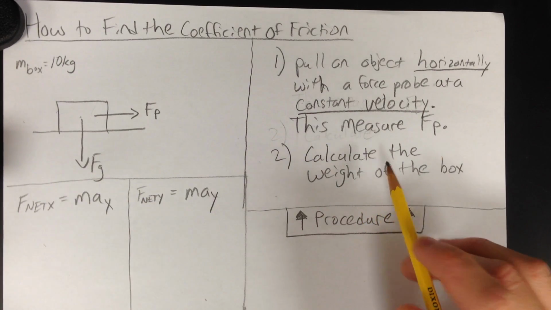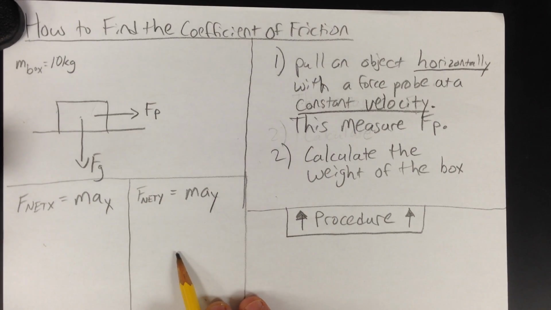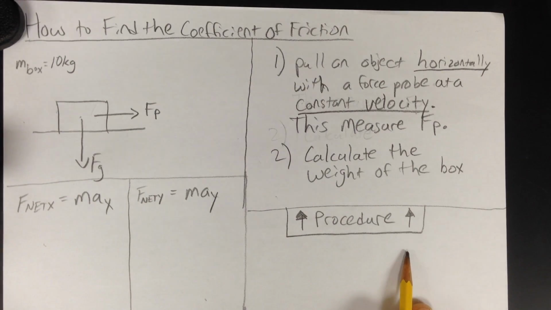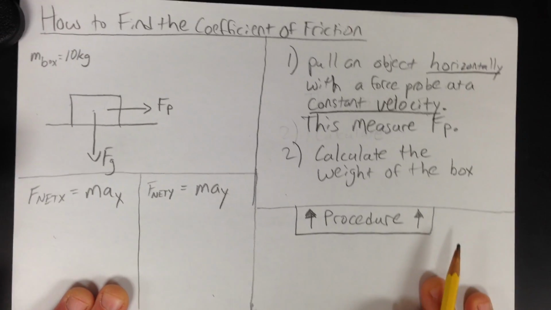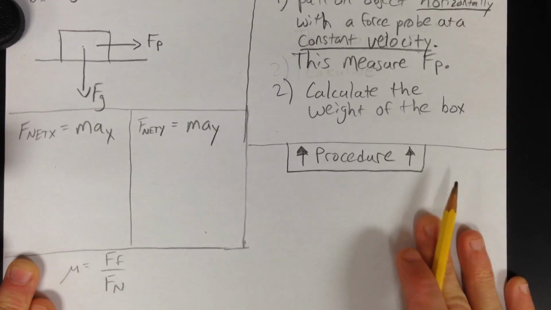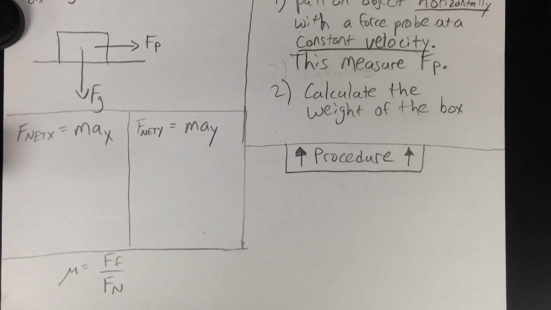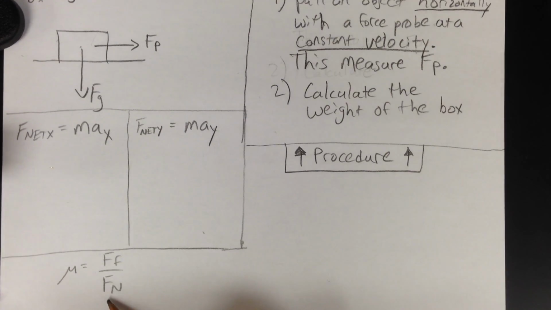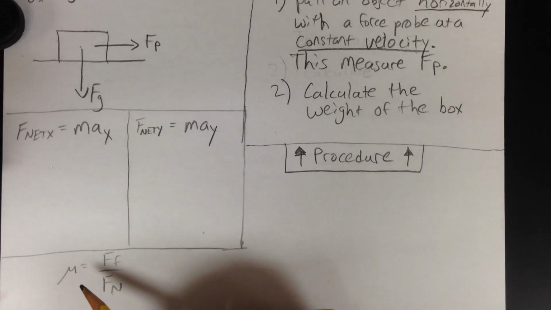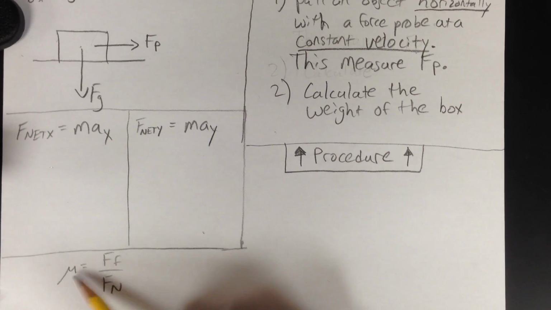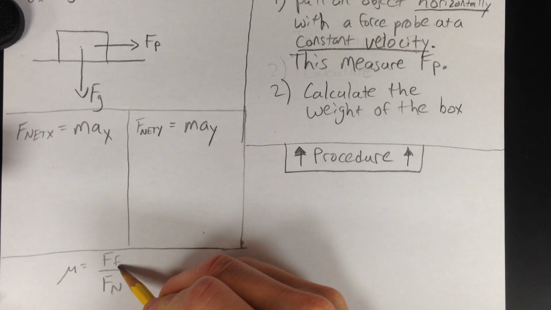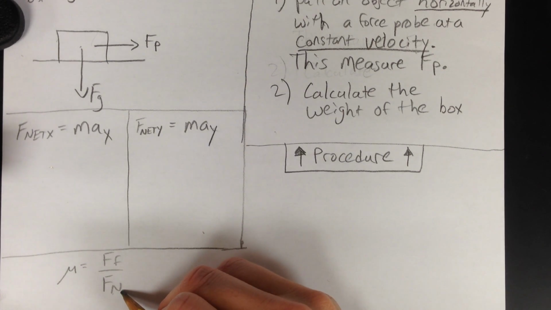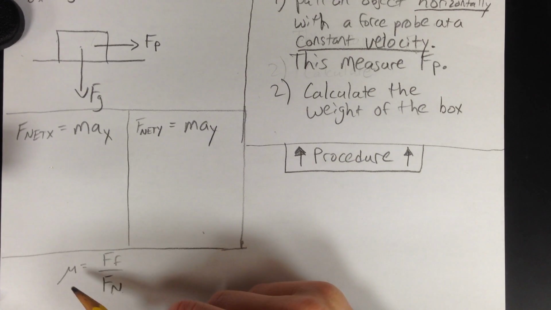We're going to eventually use Newton's second law, and they have a procedure over here on what to do as far as physically moving stuff. The first thing we want to start with is the equation in the bottom left corner. That's how you calculate mu. That'll be the last thing you use in calculating mu. To calculate it, you need to know the force of friction and the normal force, and you just divide those two to get mu.